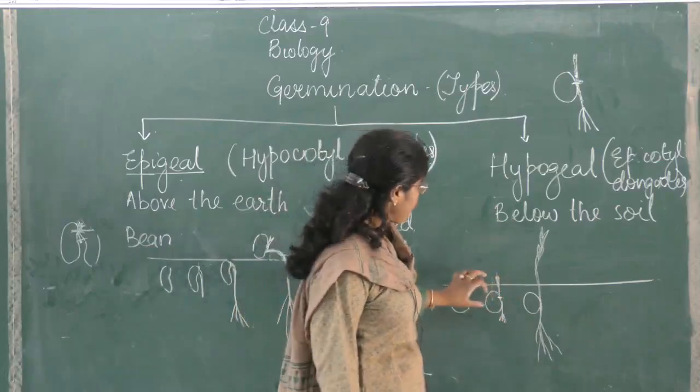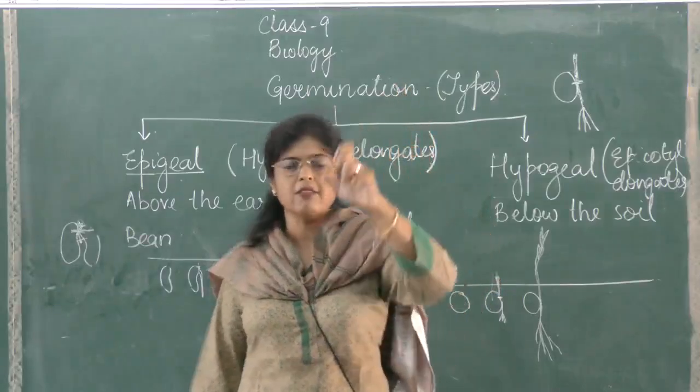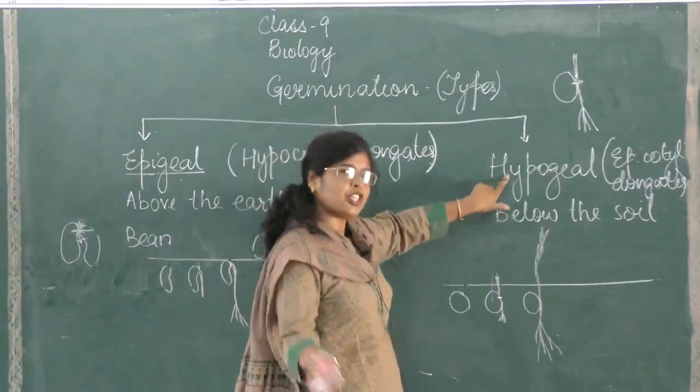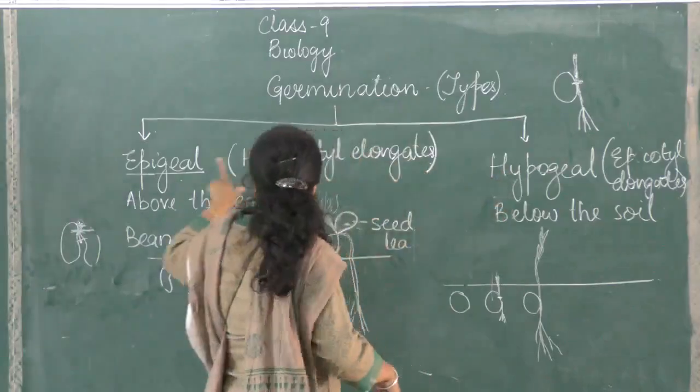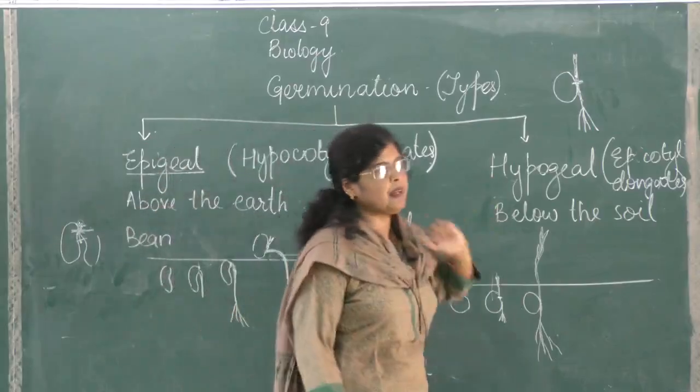And why is it happening? Because in this case the epicotyle is elongating, not the hypocotyle. See, it is just the opposite. Hypogeal germination, epicotyle elongates. Epigeal germination, hypocotyle elongates. Is it clear? Example is pea.